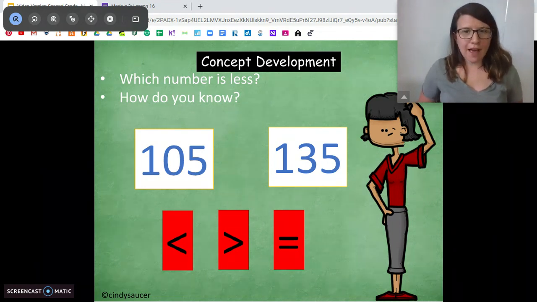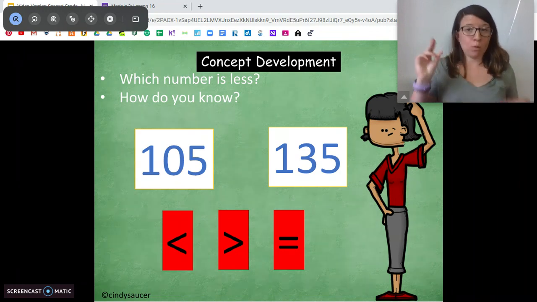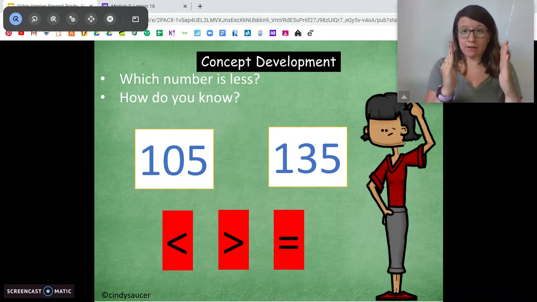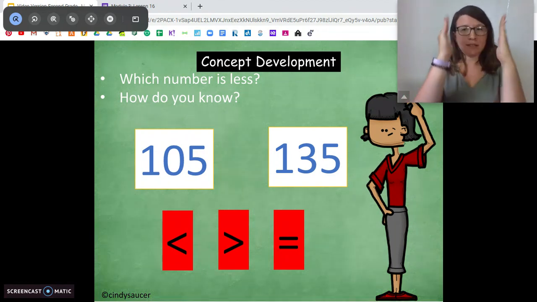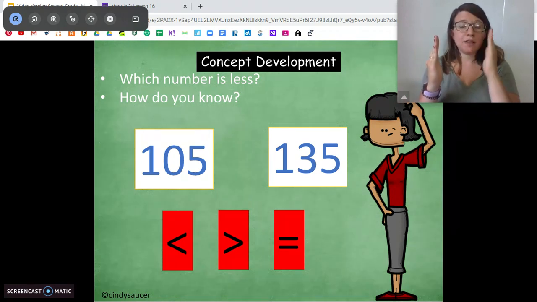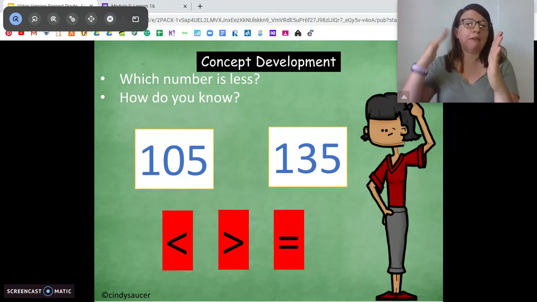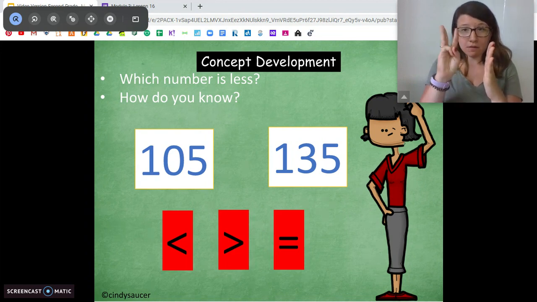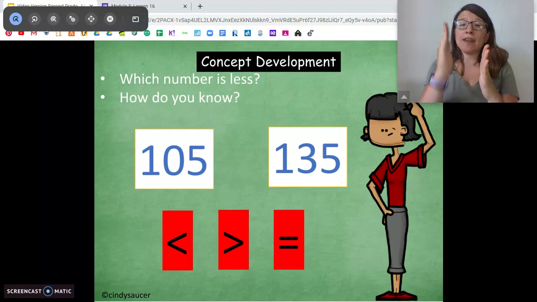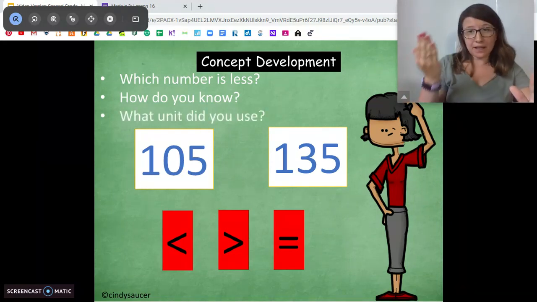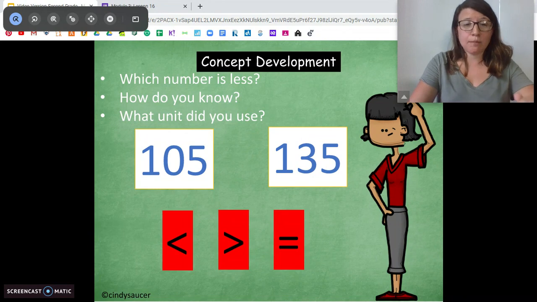Does 105 have any 10s in it? No. So if we look at our place value charts, both of our numbers have 100, right? Then we move over, because they both have the same value in the hundreds place. Then we move over to our tens place. There's no 10s in 105, but how many 10s are there in 135? 3. Very good. So that number is greater. So we used our tens place to determine which number is less and which number is greater.